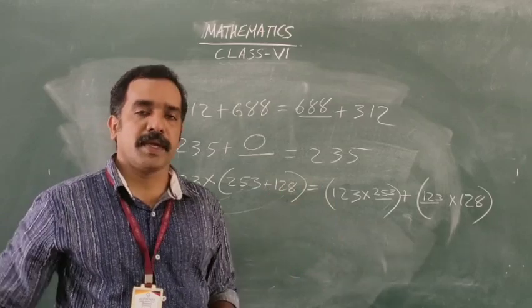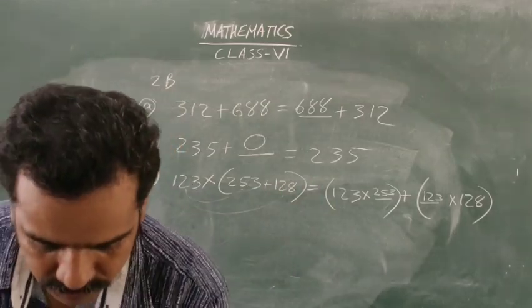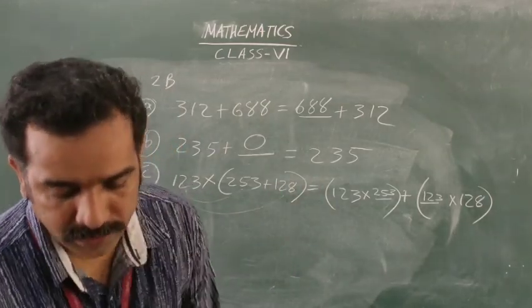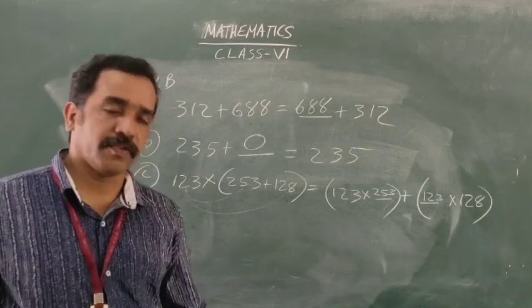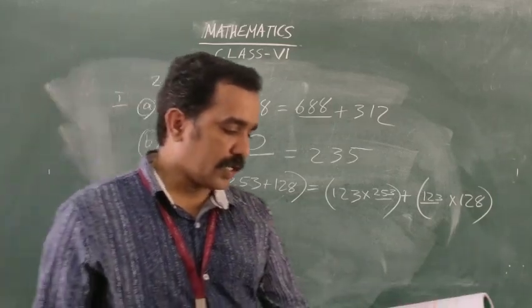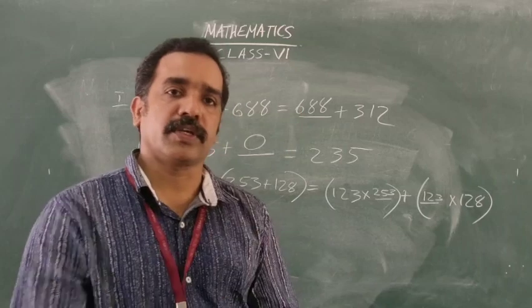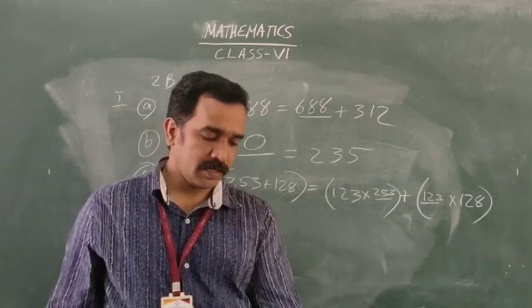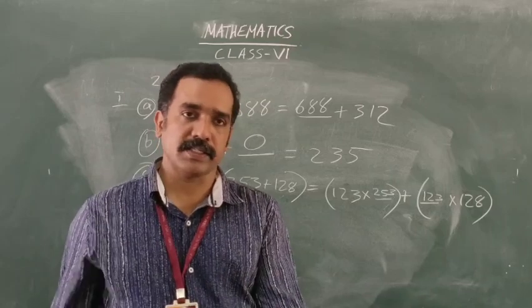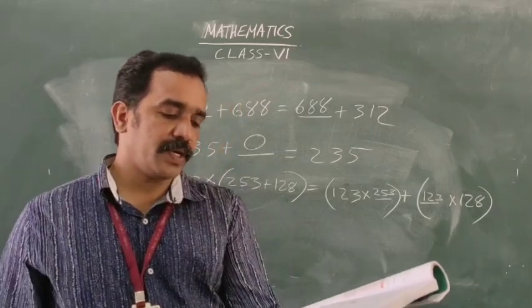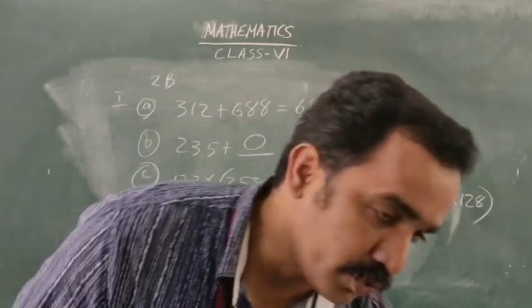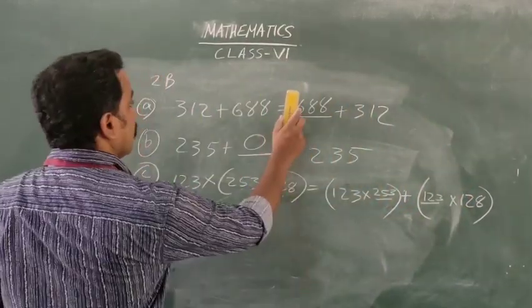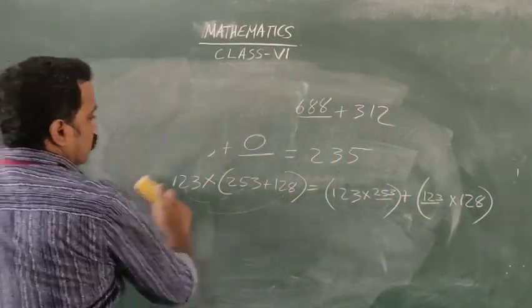Understood? So the remaining two questions you try yourself. You will get it. And the second question, match the following. Actually here you have to say which property is used. You check yourself in the textbook and match that for the exercise. And evaluate by using suitable rearrangement. The next question, the third question.